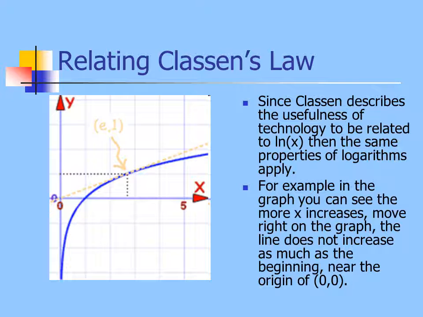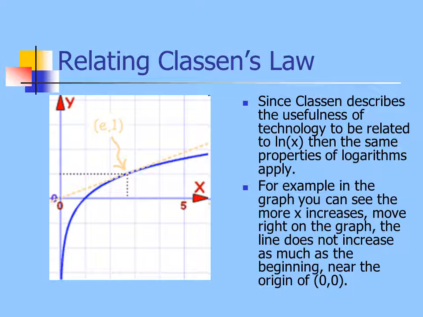Since Classen describes the usefulness of technology to be related to the natural log of the advancement in that technology, then the same properties of logarithms apply. Therefore, a graphical representation of the natural log function is useful in providing a visual representation of Classen's law. Here the y-axis represents the usefulness of a technology, and the x-axis represents the quality of that technology. The curved function represents a relationship whereby any positive marginal change in the quality of a technology brings about a correlated positive marginal change in the usefulness of the technology.